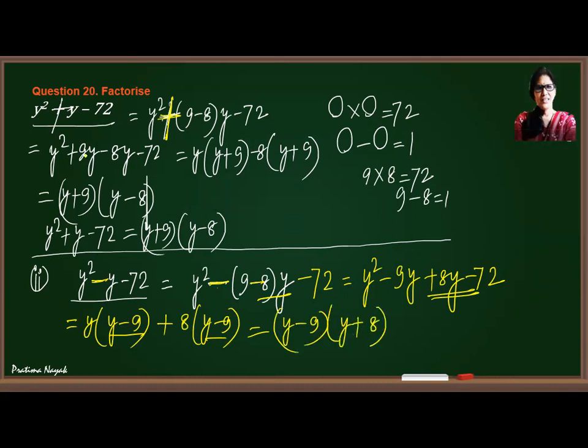So for a change of one sign, you are getting the opposite of this. This is y plus 9, y minus 8. This is y minus 9, y plus 8. So sign is very important in factorization. You have to write carefully.